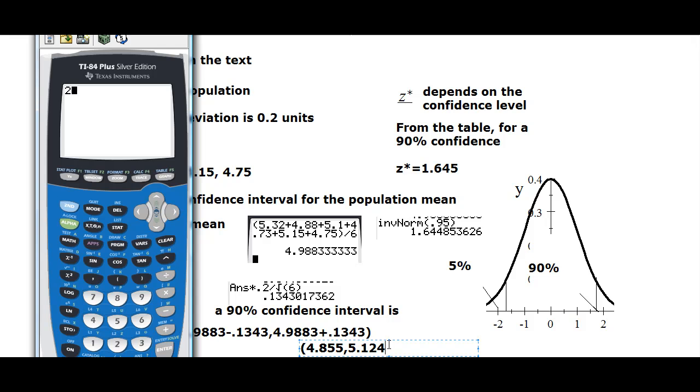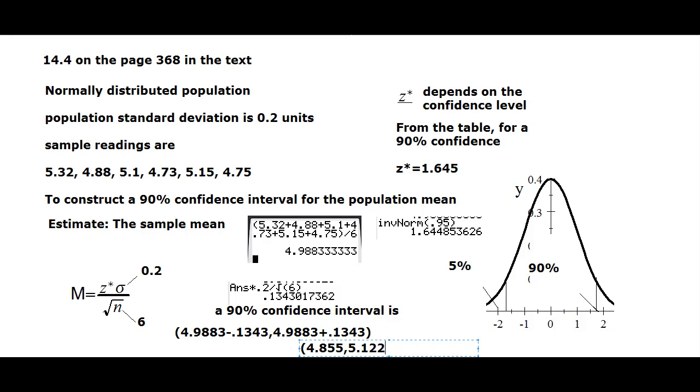Why are we adding and subtracting? See, this is our estimate, right, Brogan? And this is the give and take part. So what we have now is that we are 90% confident that the population mean is in this interval, plus and minus this much of this estimate.